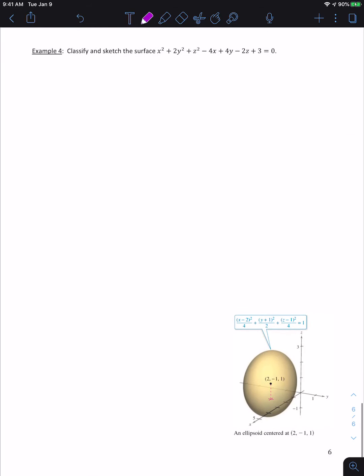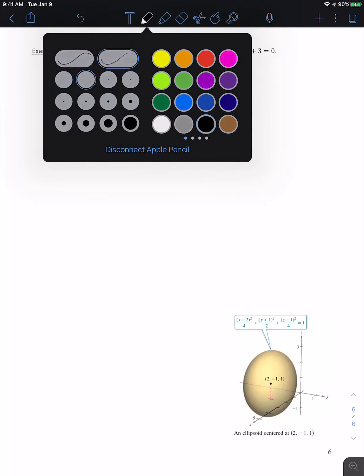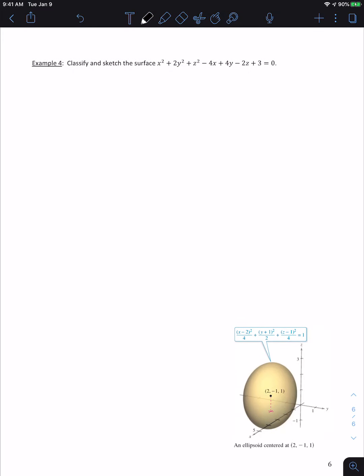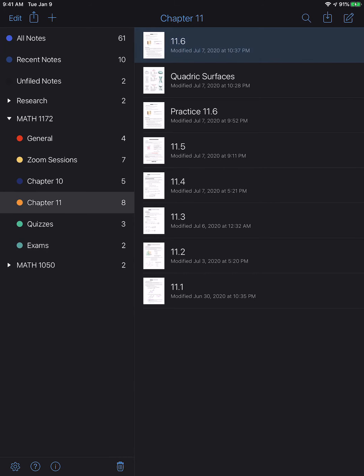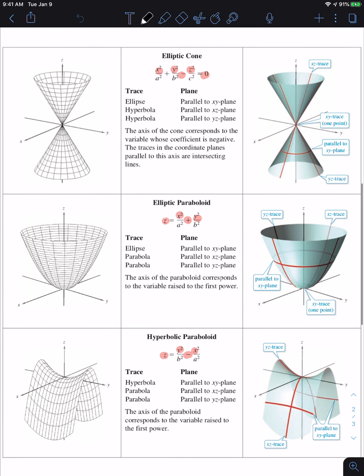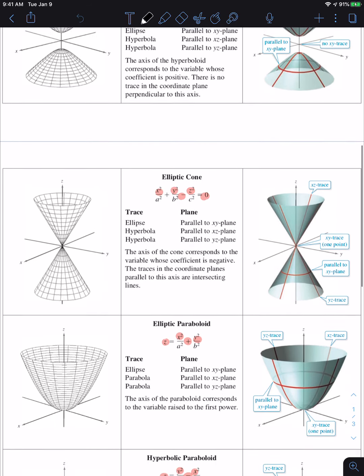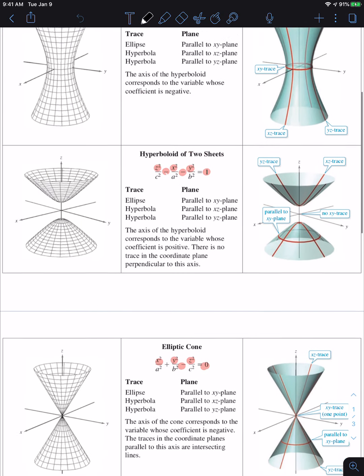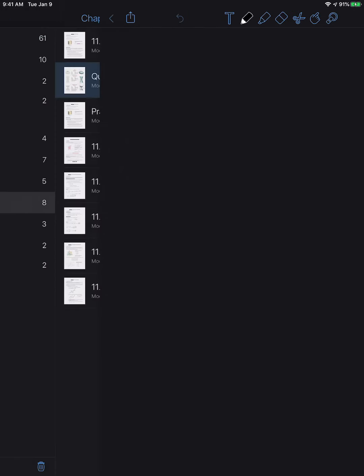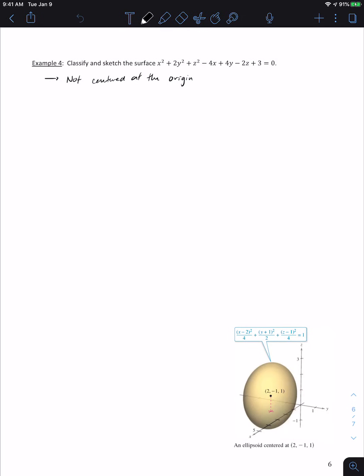Okay, so finally, let's classify and sketch this last surface. This last surface is going to be one that is not centered at the origin, right? In all the examples we looked at, and even when I looked at the quadric surfaces, notice it was just x squared, y squared and z squared, right? It wasn't x minus 2, y minus 2, z minus 5 or something like that. So all of these were centered at the origin. If you look at the pictures, they're all centered at the origin. But that doesn't necessarily have to happen, right? They could be centered anywhere.